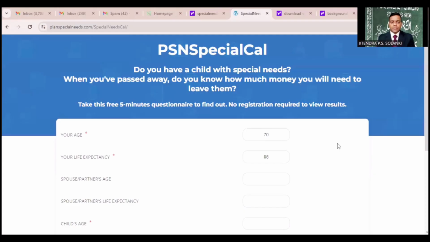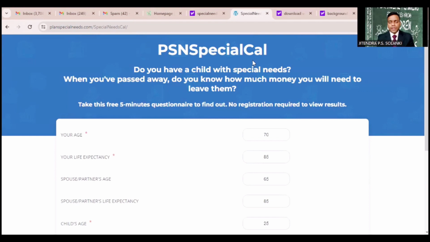Now, this calculator is available on our website planspecialneeds.com. From the website, you will find a link to PSN Special Cal, and when you click on that link, you will find this calculator here. It says, do you have a child with special needs? When you have passed away, do you know how much money you will need to leave for them?